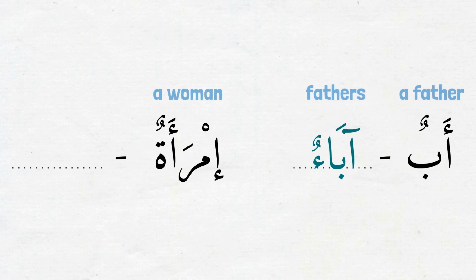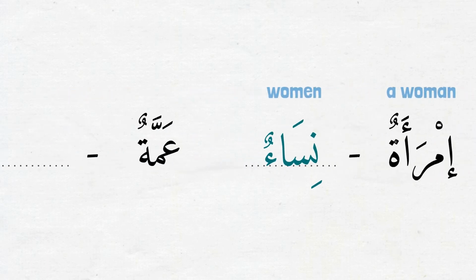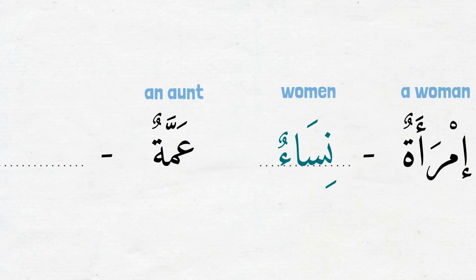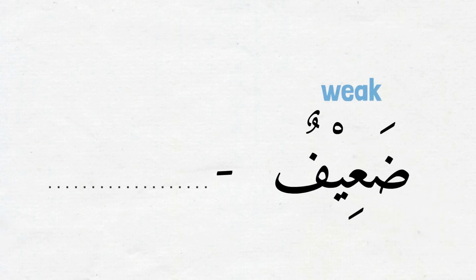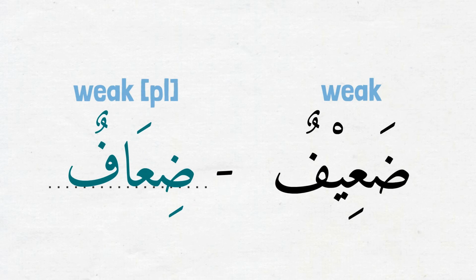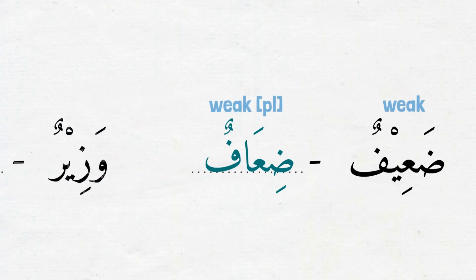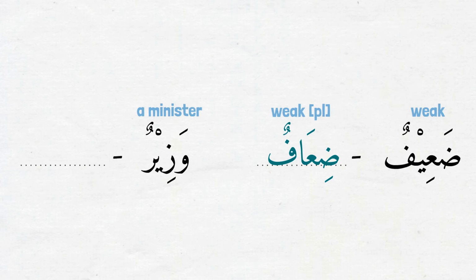The next ism is امرأة, a woman. Women will be نساء. It is a plural from a different root. عمة, a paternal aunt. Its plural is sound. عمات, aunts. ضعيف, weak. Its plural is broken and it is ضعاف. وزير is a minister. Ministers is وزراء, another broken plural following the pattern فعلاء.